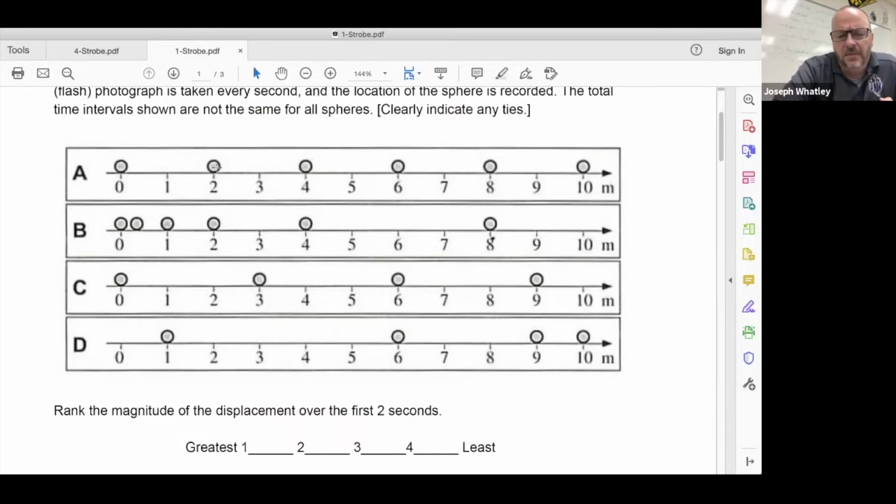So if we were to look at the greatest displaced in the first 2 seconds, D, the bottom one, definitely went the furthest at 6. C came in second at 3, A came in third at 2, and B like boy came in last because it started out real slow, moving only this far in the first 2 seconds. All right, so I'm going to take that away. Does that sort of make sense as far as what we were looking at?